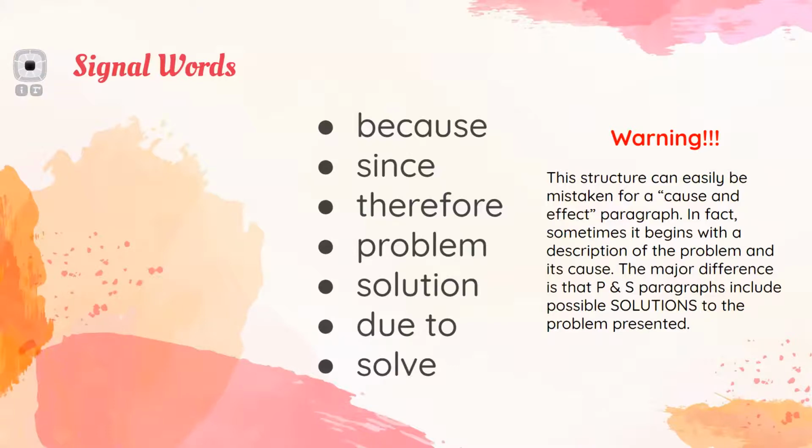So some signal words that we could find in this type of paragraph are because, since, therefore, problem, solution, due to, and solve. Now, guys, if you've noticed, some of these signal words are in many different types of text structures, okay?